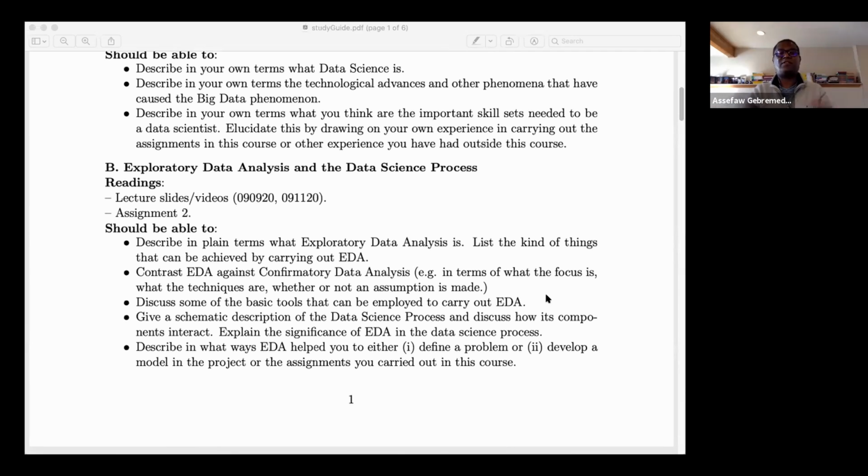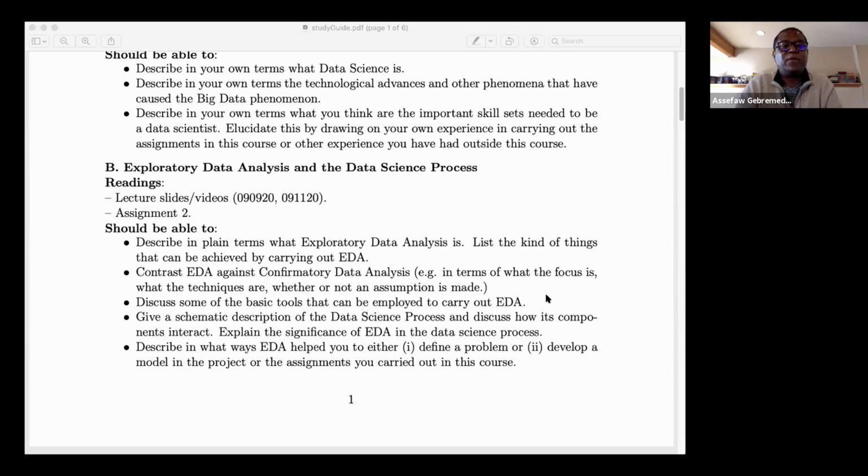List the kind of things that can be achieved by carrying out EDA. Don't think of what I am writing here to be a superset of the exam questions. It's not like I've got all of the exam questions here and some of them will show up in it. It's not like that. I'm trying to tell you what you need to know in each one of these. And in some cases, you may think that way because of the level of detail I have given you, but it may not be the same level of detail in other parts.